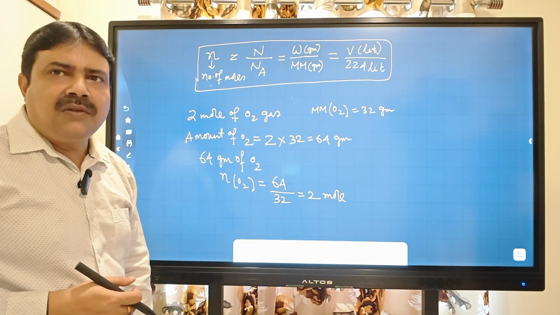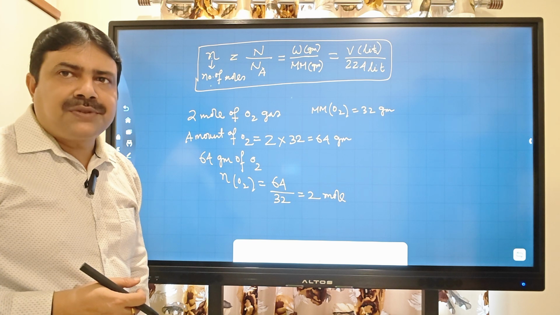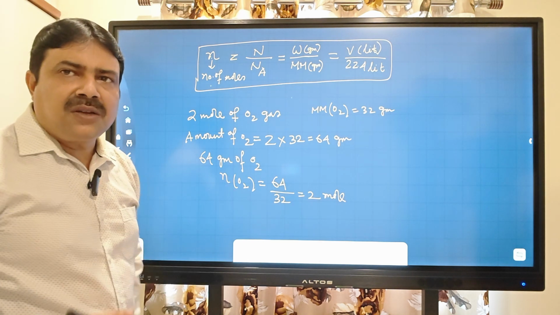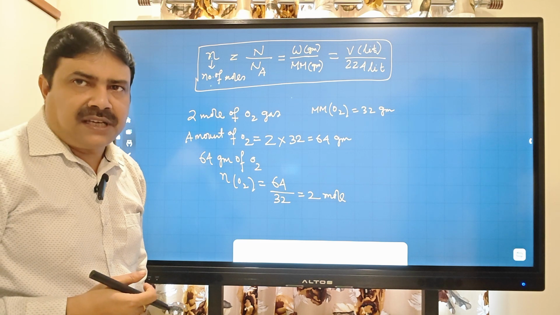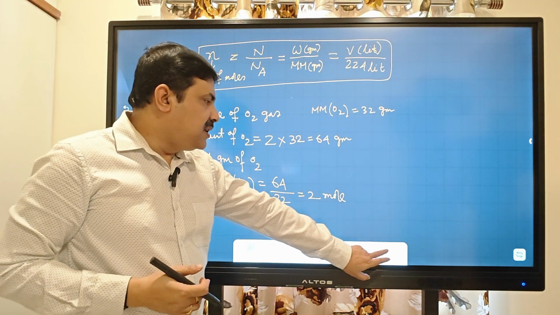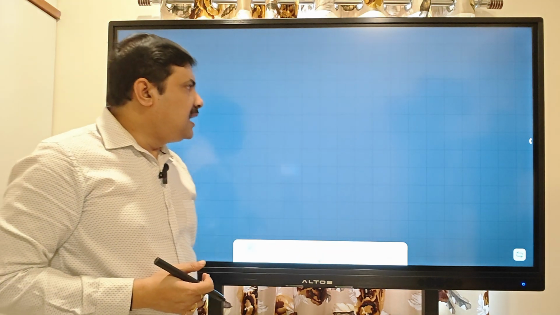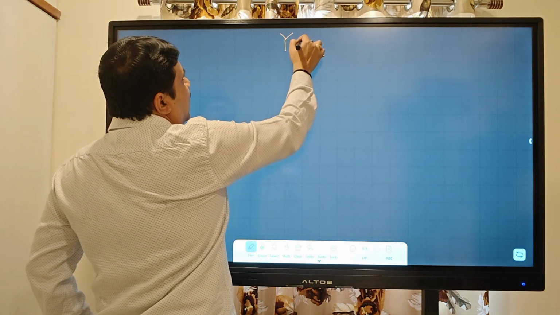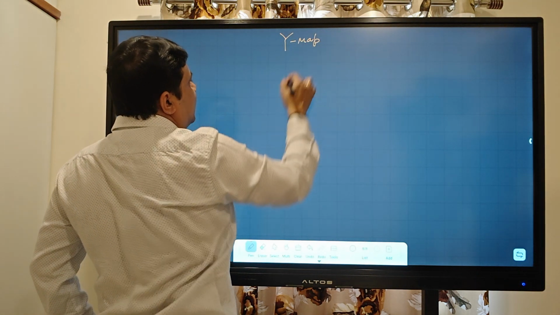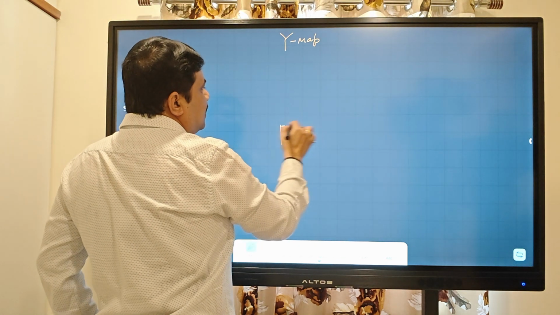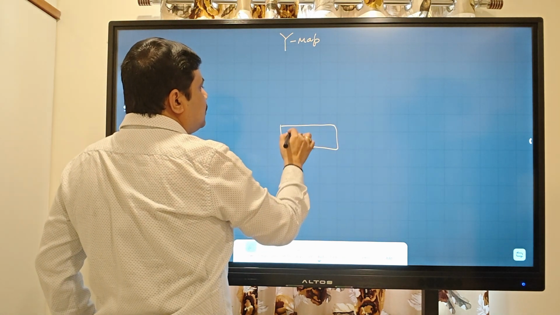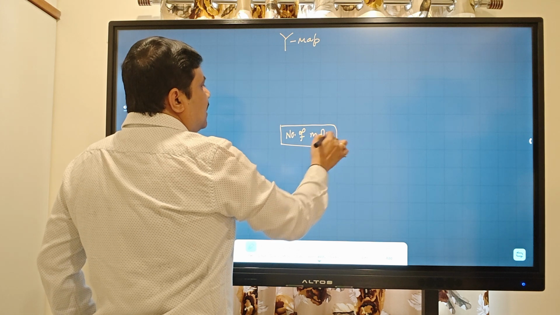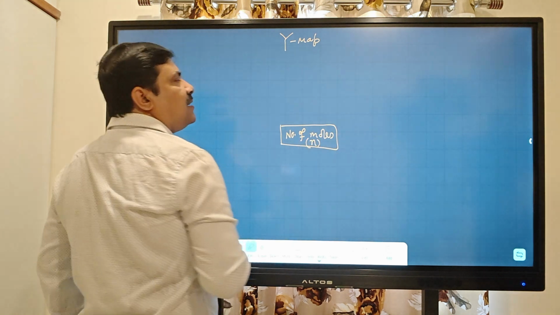Based on that, now I will give you a solid foundation, that mantra, so that your calculations of mole will never be mistakes. So you look at that mantra. Now that is called a Y map. I am giving you this Y map idea. Here, in the middle, this is nothing but the number of moles, and this is represented by small n.